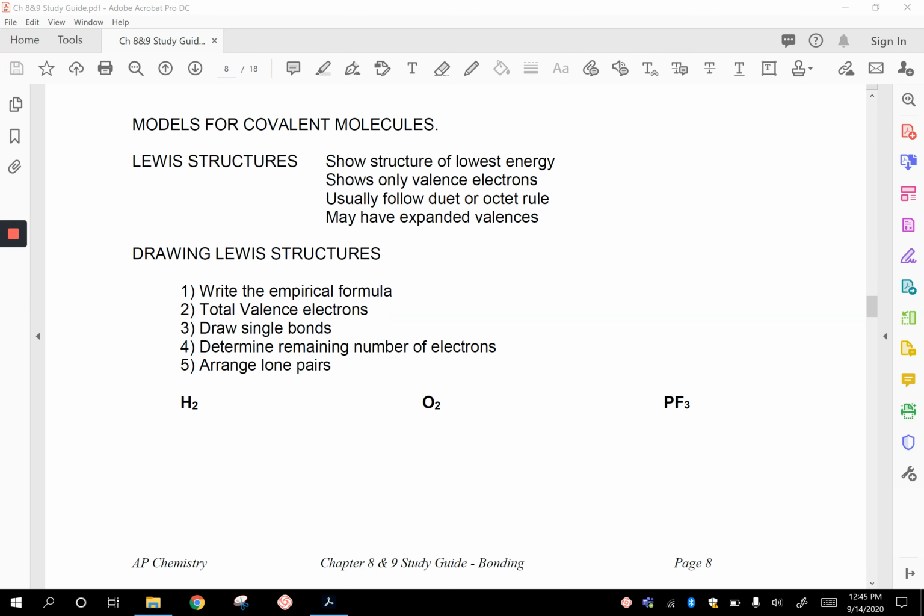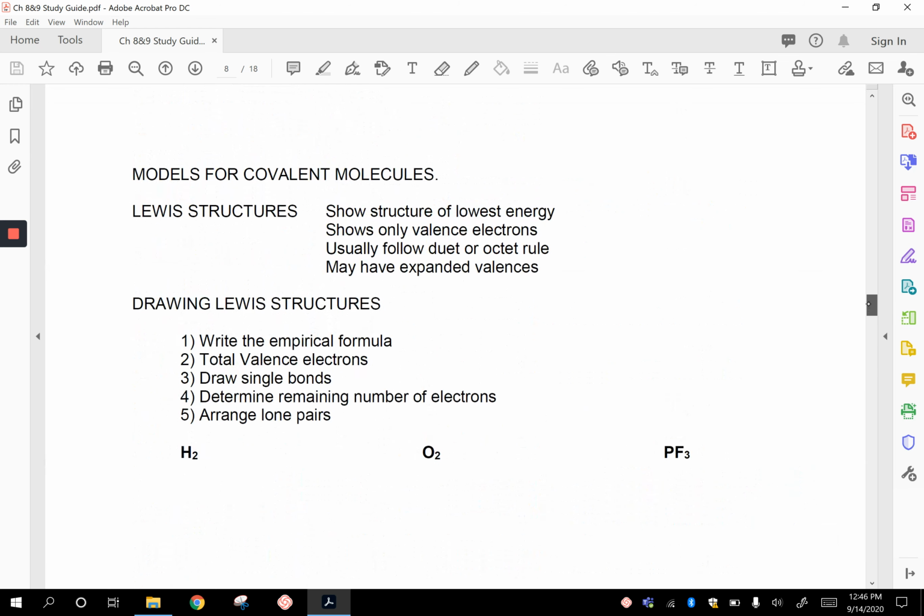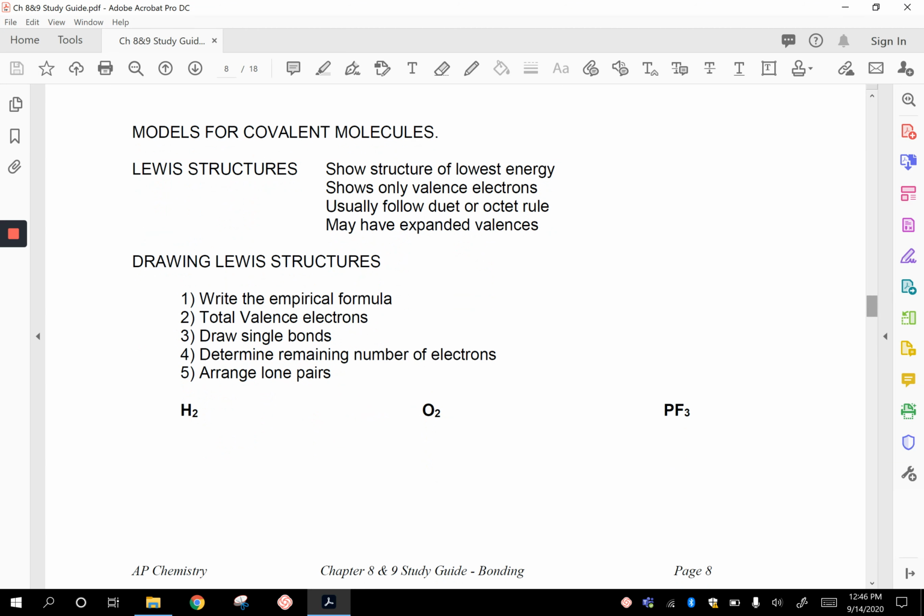Hi guys, so today we're going to talk about drawing Lewis dot structures and VSEPR theory. So basically atoms bond together so that they form low energy compounds, and so the lower the energy the more stable they are, and so we're trying to draw these in terms of low energy.